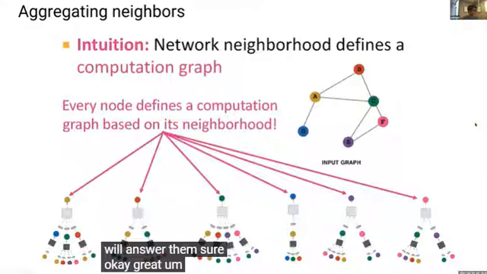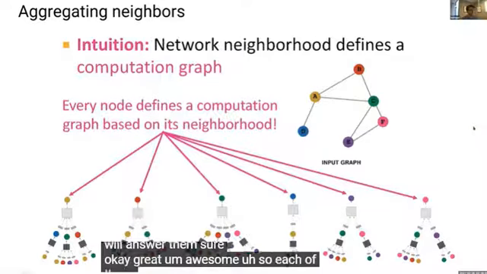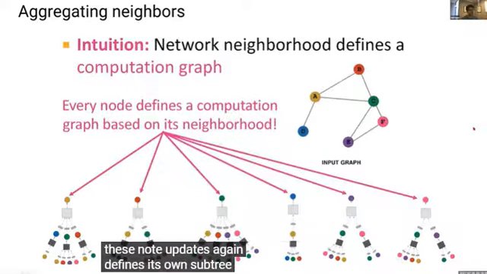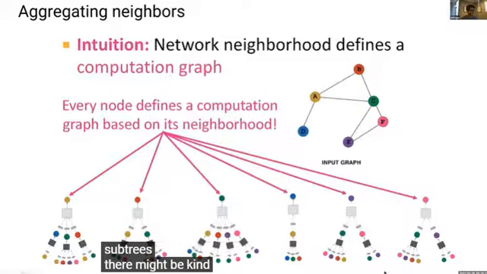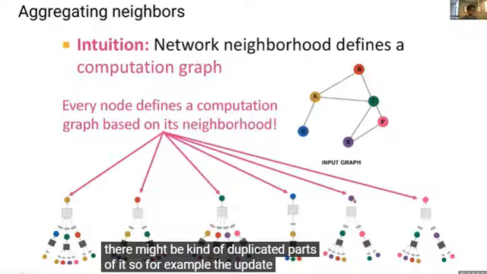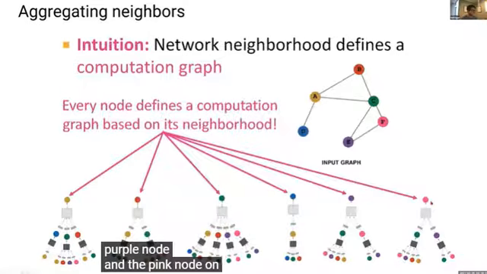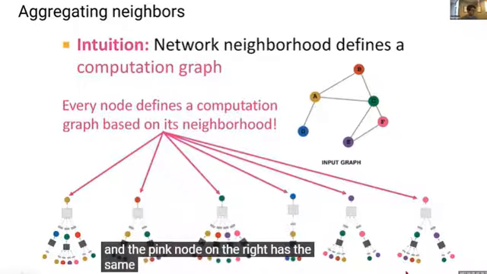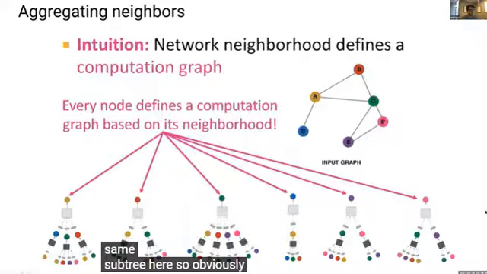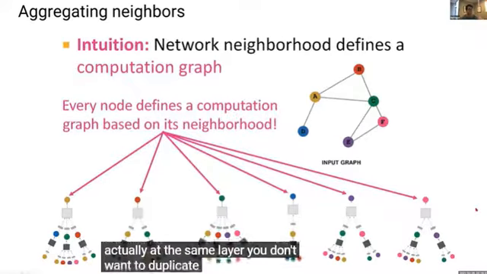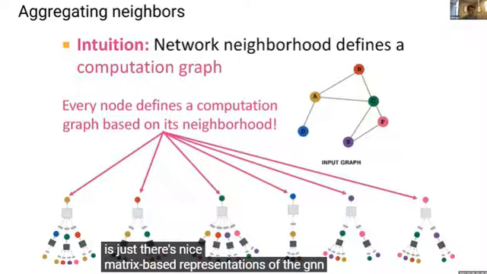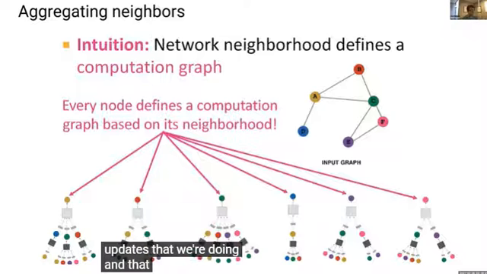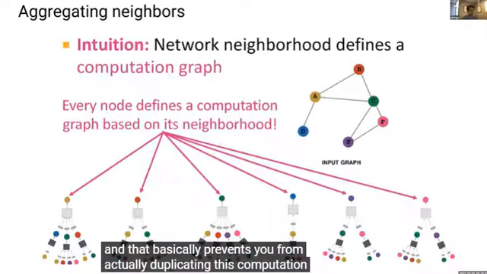Sure, okay, great. Each of these node updates defines its own subtree. You'll notice that if you look at each of these subtrees, there might be duplicated parts of it. For example, the update for this purple node and the pink node on the right has the same subtree here. Obviously, if they're at the same layer, you don't want to duplicate that computation. In practice, the way we handle this is that there are nice matrix-based representations of the GNN updates that we're doing, and that prevents you from duplicating this computation.